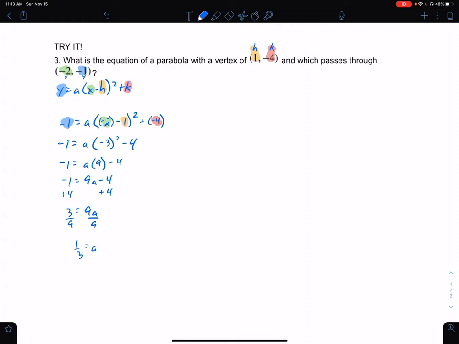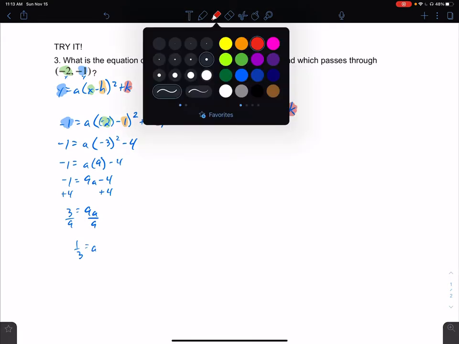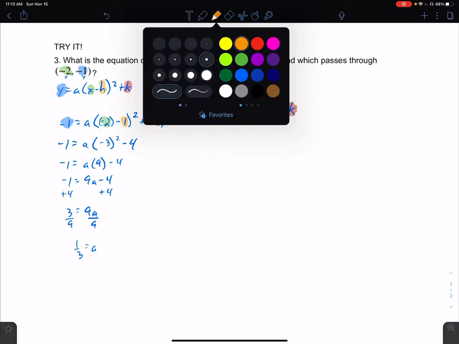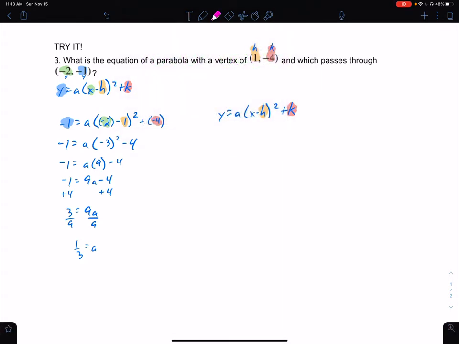All right, don't panic because there's a fraction. A is 1/3, we're okay. So we're going to go back to our vertex form, and we're going to plug each of our variables in here. So we have K, H, and what color did we not use? Choose pink for A. So A is 1/3.